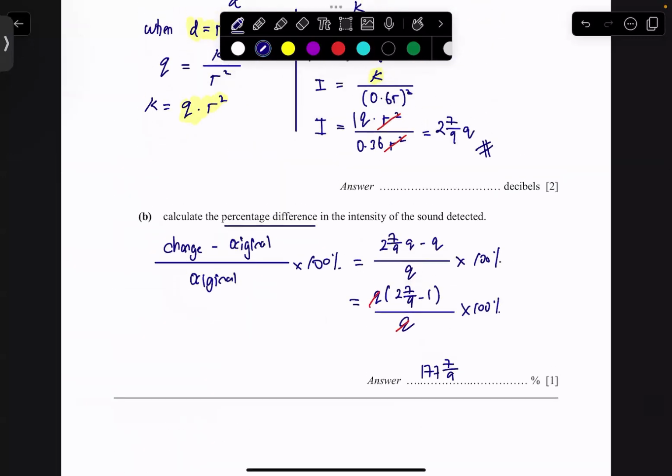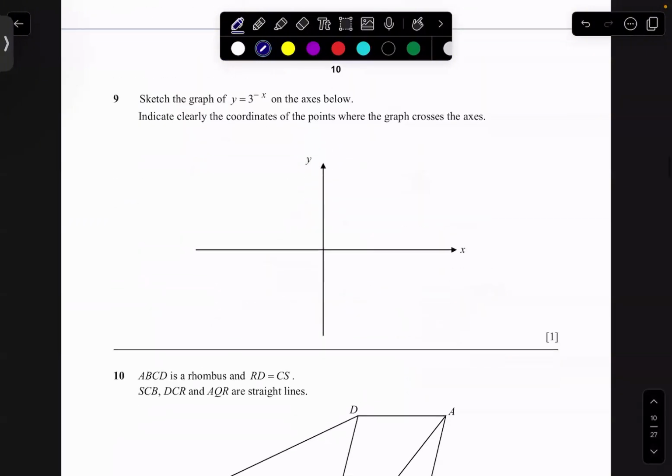Let's look at the next question. Sketch the graph y equals 3 to the power of negative x. Indicate clearly the coordinates of the point where the graph crosses the axis. Now, I'll argue that this question is really not that important, because O level they don't really test this question. But anyways, good to know that this is a reverse exponential graph.